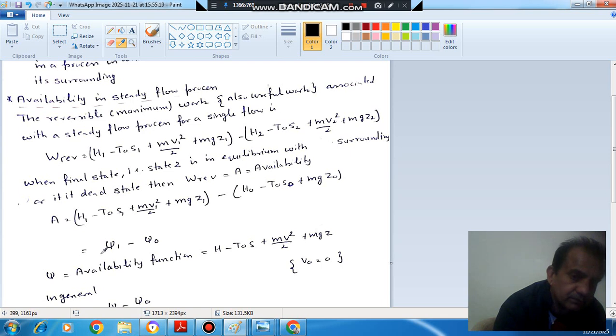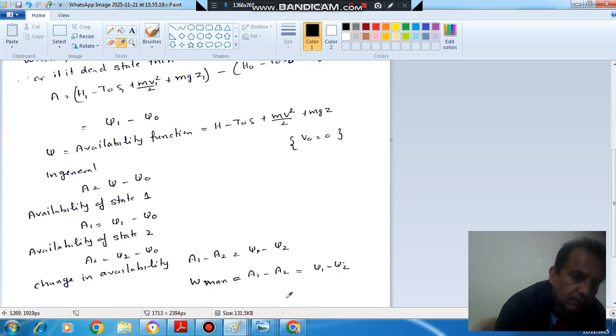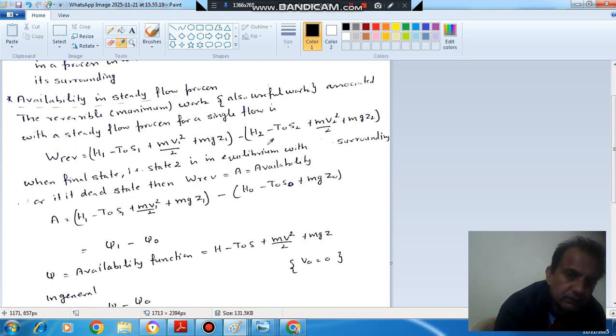So availability is the change in availability function from state 1 to dead state. That is the definition of availability. So that is the availability for state 1, and for state 2 the availability will be psi 2 minus psi 0. And for 1 it will be psi 1 minus psi 0, and the change in availability will be psi 1 minus psi 2. This quantity is psi 1, and this is psi 2.